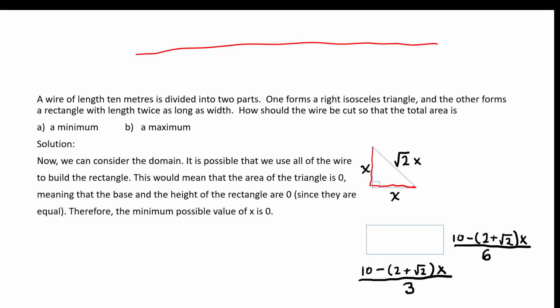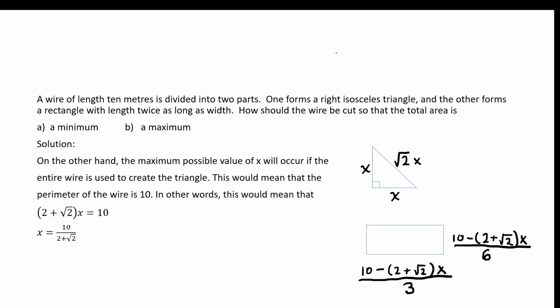So it's possible that x could be as small as 0. We know x has to be greater than or equal to 0. On the other hand, it's possible that the entire thing was intended only to build the triangle and our rectangle is 0. So that would mean that the triangle had a perimeter of 10, because all 10 meters of the wire were used to build the triangle.